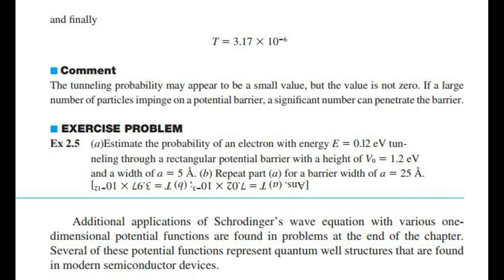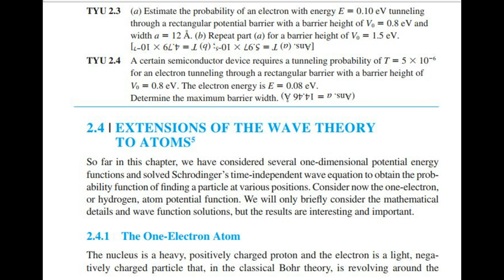Additional applications of Schrödinger's wave equation with various one-dimensional potential functions are found in problems at the end of the chapter. Several of these potential functions represent quantum well structures that are found in modern semiconductor devices. Extensions of the wave theory to atoms. So far in this chapter, we have considered several one-dimensional potential energy functions and solved Schrödinger's time-independent wave equation to obtain the probability function of finding a particle at various positions.